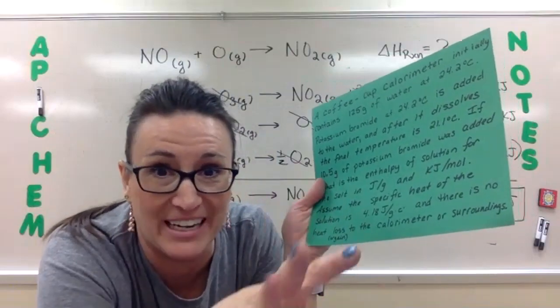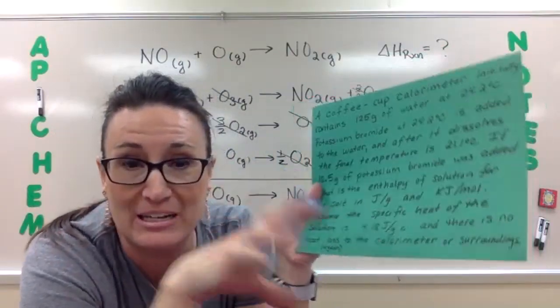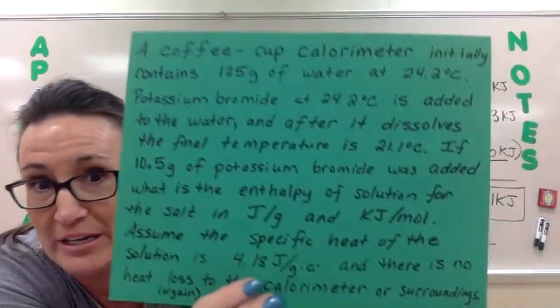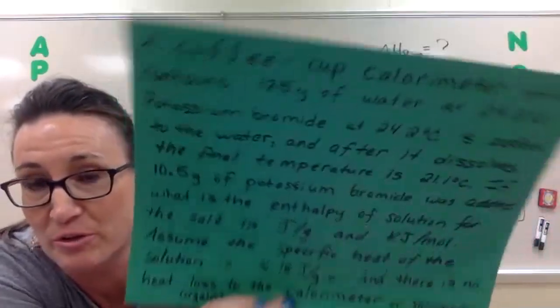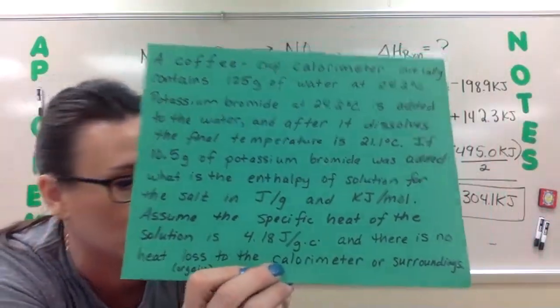Calorimetry. You should be finding an equation, thinking about how it's going to be exothermic, endothermic. Is the water gaining heat, losing heat? All that stuff should be going through your head right now. What numbers to use. Here we go.